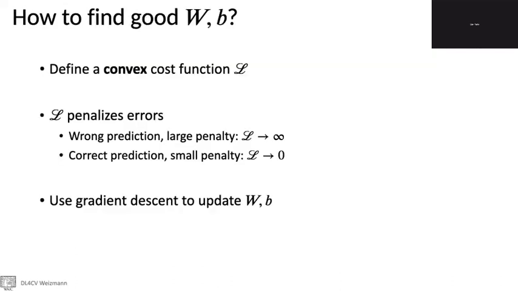So, okay, we described some convex cost function, which is the cross-entropy loss. We saw that it penalizes error for us. It is convex. It's good for us and for what we will be there to do. And now we want to see how we can use gradient descent in order to update and find good W and B.